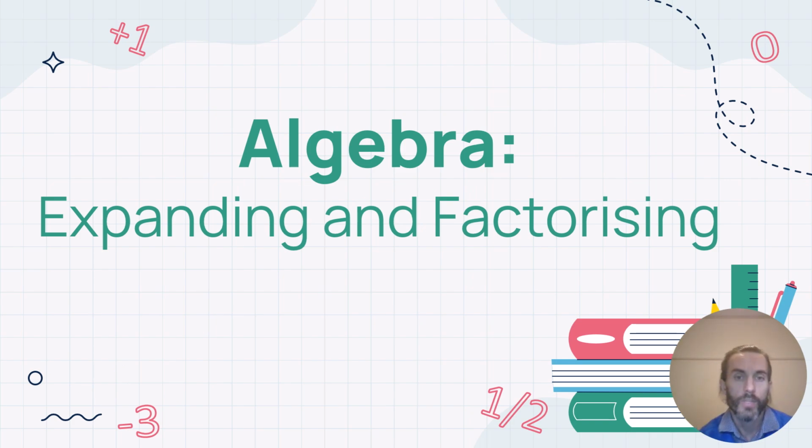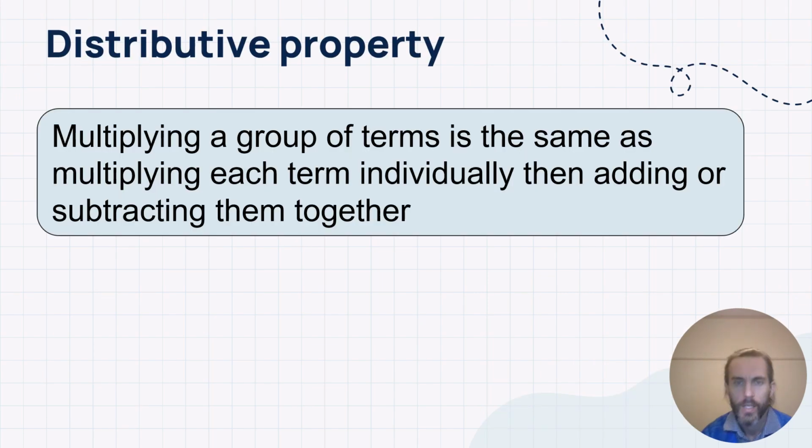Okay, so we've gone through some of the basics of algebra, and we've also learned how to simplify algebraic terms and expressions. Now we want to learn how to expand and factorize them. So let's add something to our toolkit. This is called the distributive property, and this is where if we're multiplying a group of terms, this is exactly the same as if we multiplied each term individually, then added or subtracted them together.